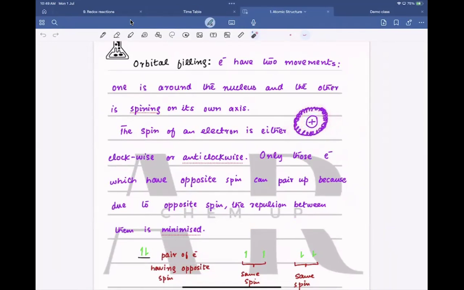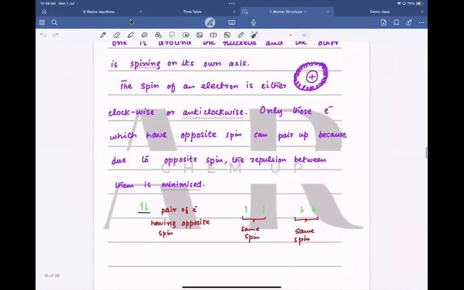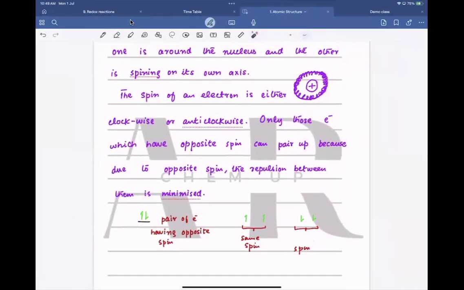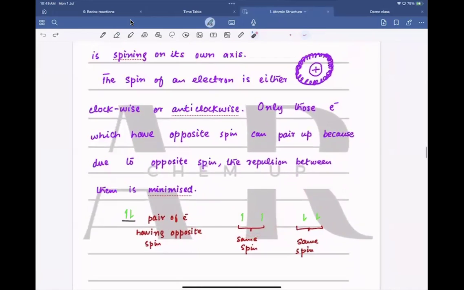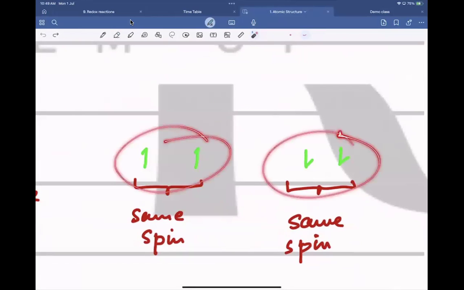So the spinning can be of two types. Either the electron is spinning clockwise or anti-clockwise. Okay. Yes, sir. So if there are two electrons which are both spinning clockwise or both anti-clockwise, we can represent them like this. It means that both have the same spin. If they have the same spins, then they can be represented like this or this. And if I make them like this, then it means they have an opposite spin.